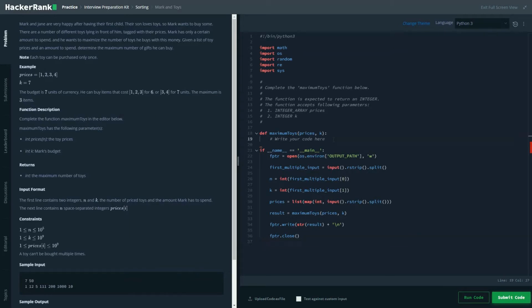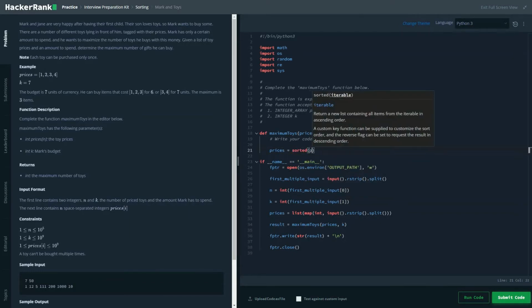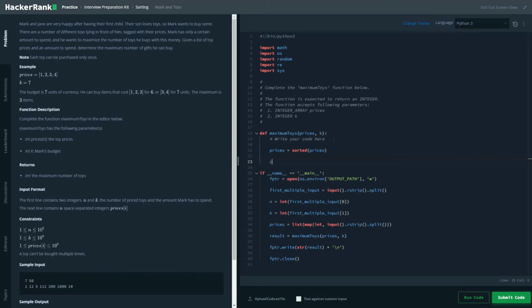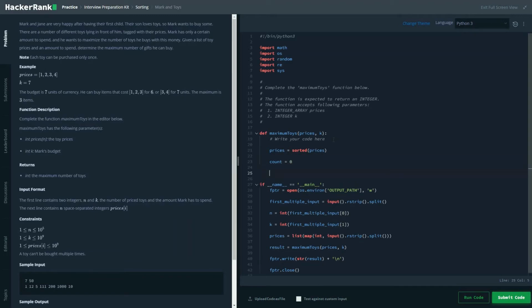So let's sort the prices. Prices equals sorted prices, and count. Count would basically track how many toys Mark can buy with the money he has, to buy the maximum number of toys. As of now, he has not purchased any toys, so the count is 0.